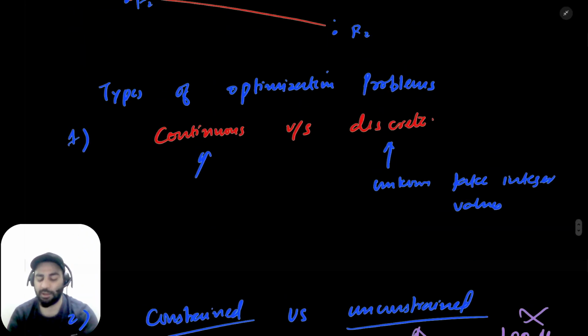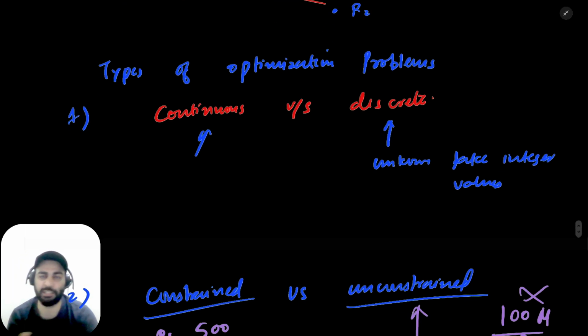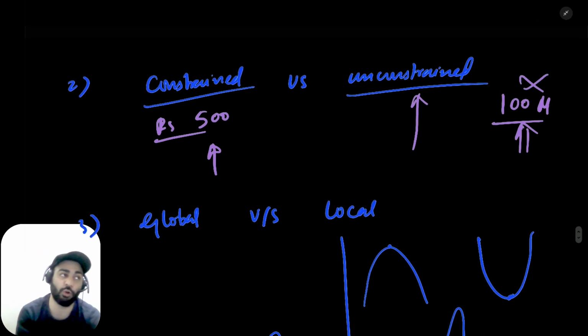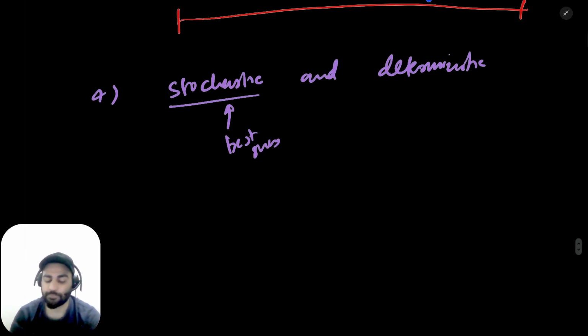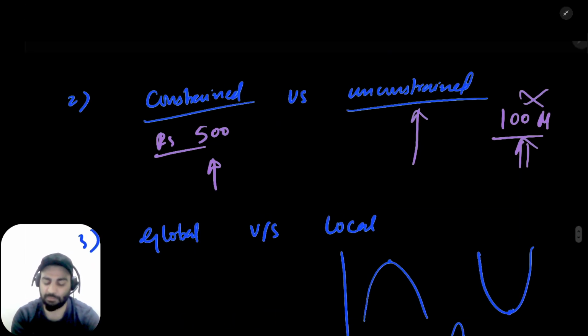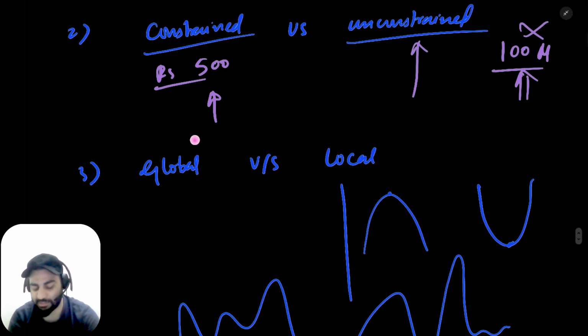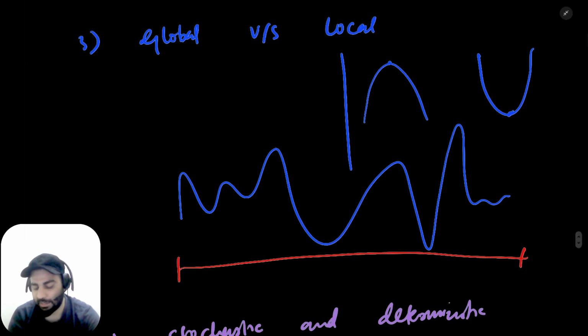So we have seen four types of problems that we will encounter in optimization. First is continuous or discrete. Then it will be constrained or unconstrained optimization. We'll have global or local, which depends on the function type, and then we'll have stochastic or deterministic problems. I think these are the four types, and you can have combinations of these. Sometimes you have constrained, global, continuous and deterministic.